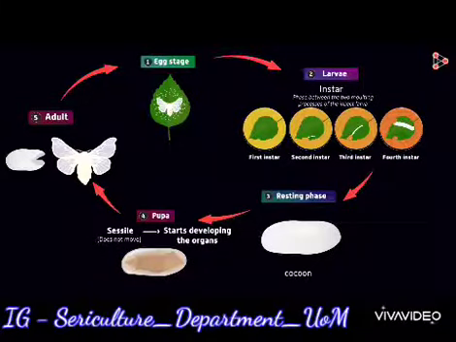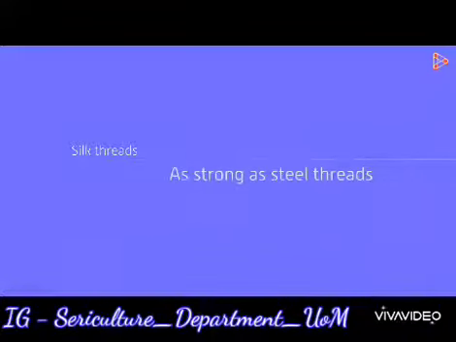So now can you tell me how silk is obtained from these animals? The cocoon is the main source of silk threads. Once the pupa develops into an adult and flies away leaving the cocoon behind, the cocoons can be collected and the threads are obtained. The threads in a cocoon are extremely strong. They are surprisingly as strong as steel threads. The processing of these threads further gives us the silk fibers.